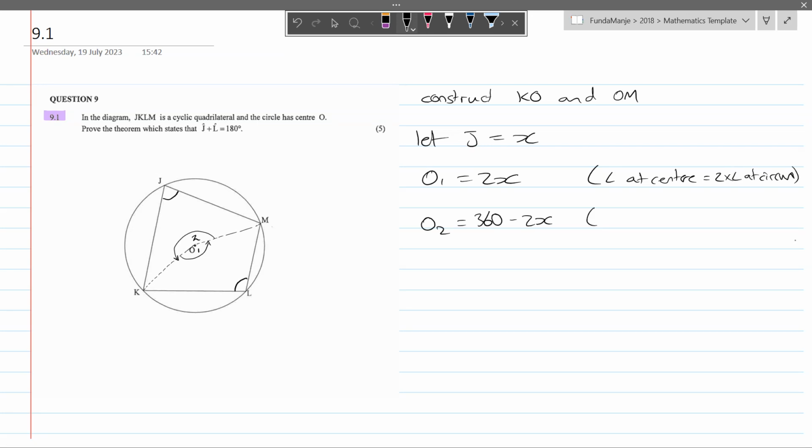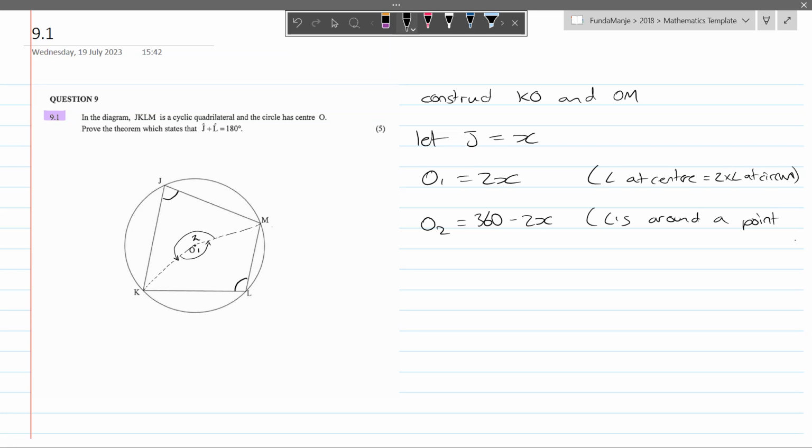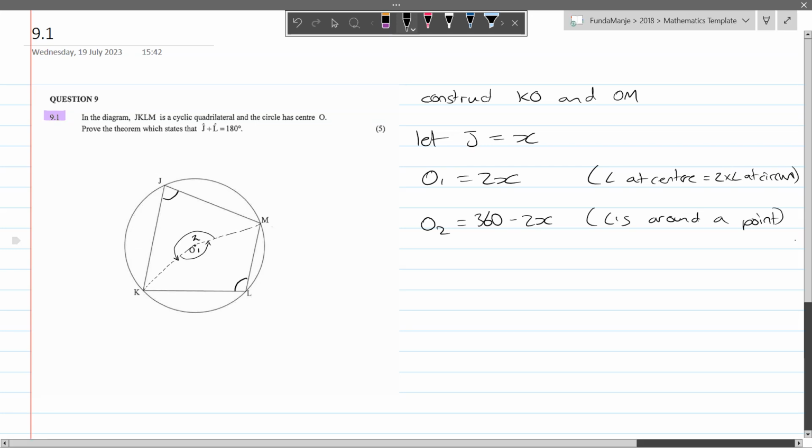How do I know this? This is angles around a point. We know they add up to 360 degrees. So that's that. O1 plus O2 are equal to 360.